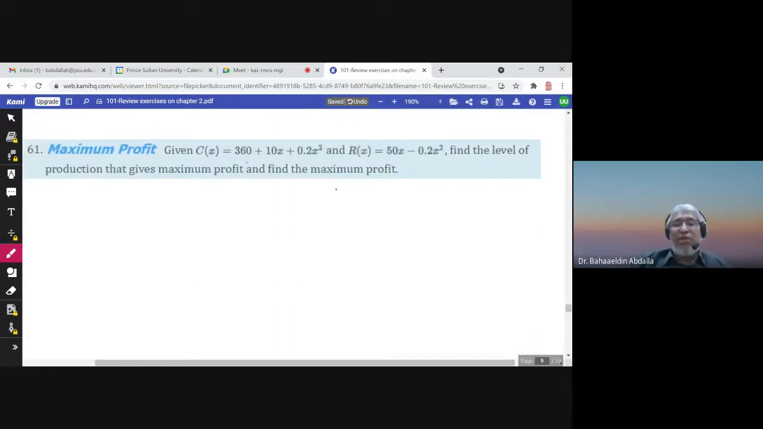Maximum profit. This is the cost function, quadratic, and the revenue, quadratic. Find the level of production that gives maximum profit. If he asks about maximum profit, then we have a parabola that opens downwards. So the vertex is the maximum point. And when he asks to find the level of production, he is asking about H, and to find the maximum profit, he is asking about K, because the vertex has coordinates H and K.